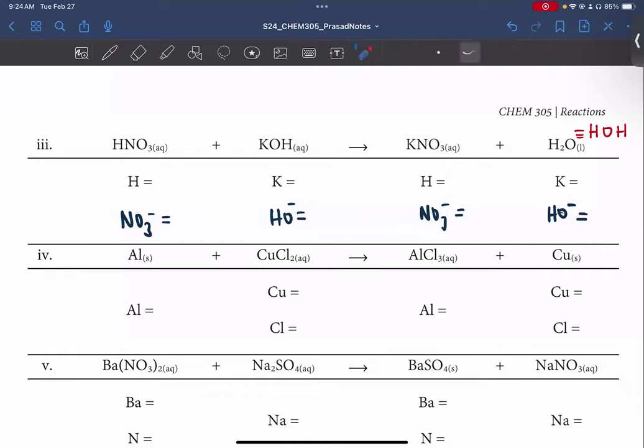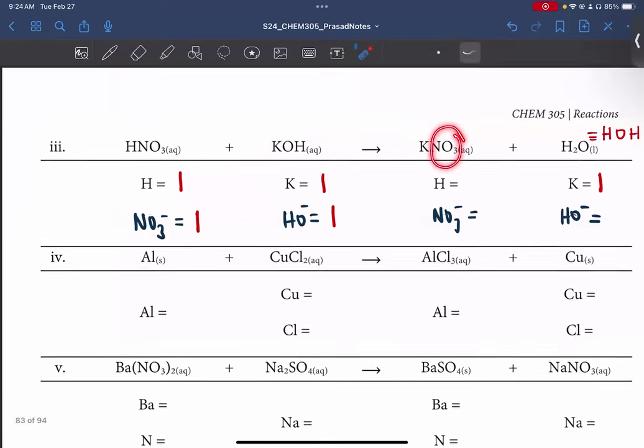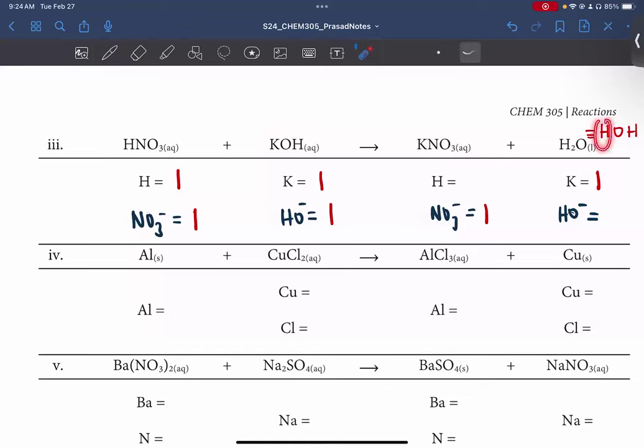All right. From left to right, starting with hydrogen, there is one hydrogen. There is one NO3. There is one potassium, and there is one OH. On the right-hand side, we have one potassium, one nitrate, one hydrogen, and one OH. So just as before, the reaction as is already balanced.